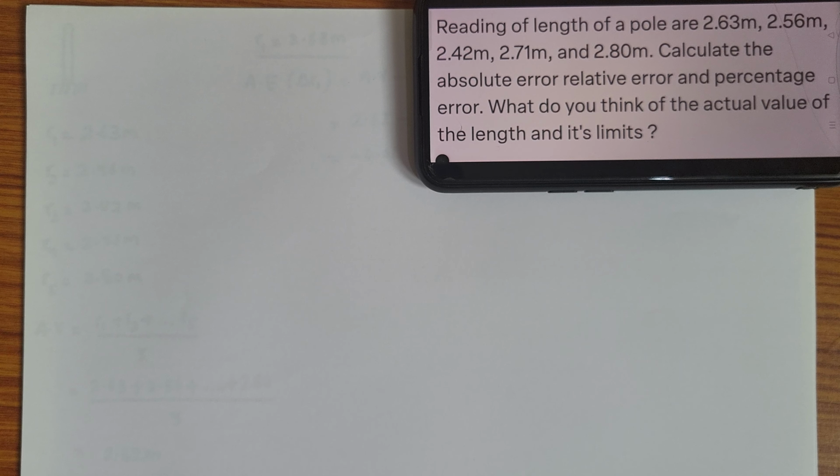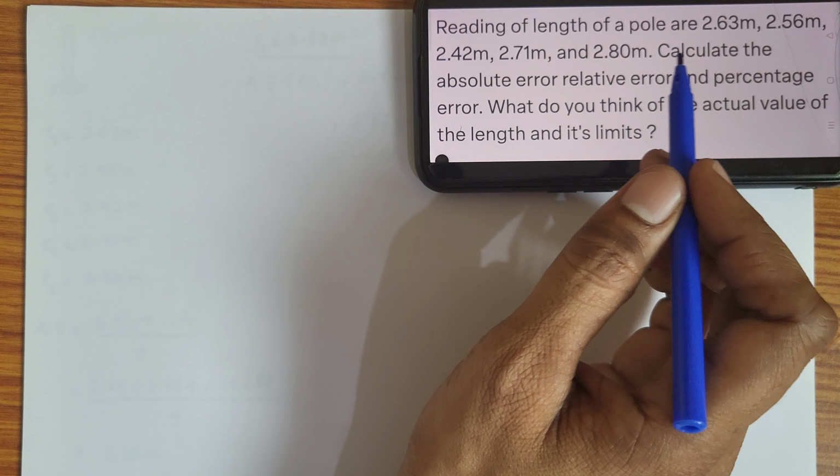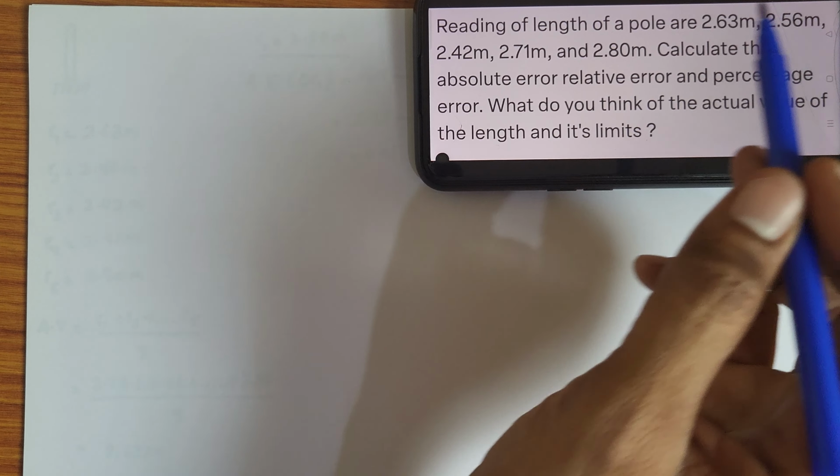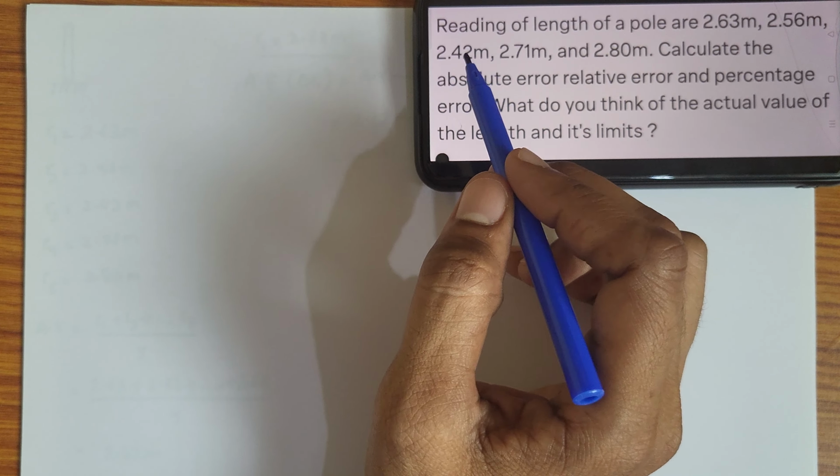Hello everyone. Let us try to understand the question. The readings of the length of a pole are 2.63 meter, 2.56 meter, 2.42 meter, 2.71 meter and 2.80 meter.